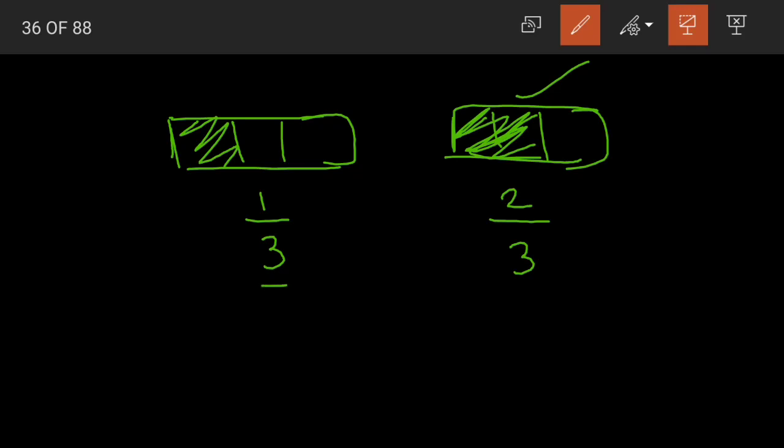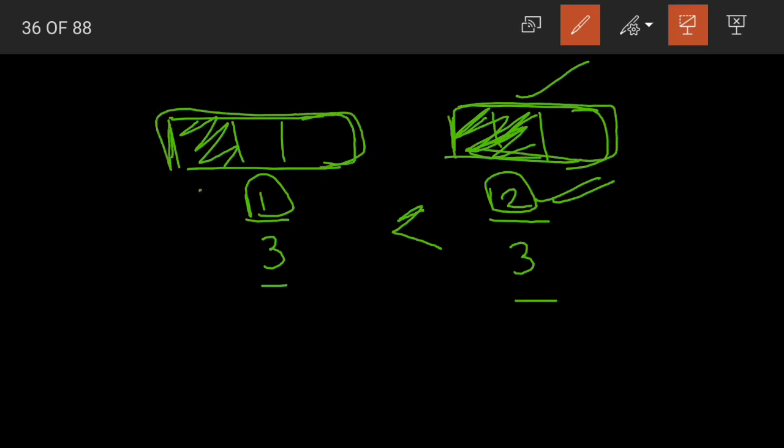Both the fractions have the same denominators. So depending on the numerators 1 and 2, 2 is the bigger numerator. So 2 by 3 is our bigger fraction. Okay. So like this you can draw two diagrams and see that in like fractions the fraction with the greater numerator will be a greater fraction. Understood, children?